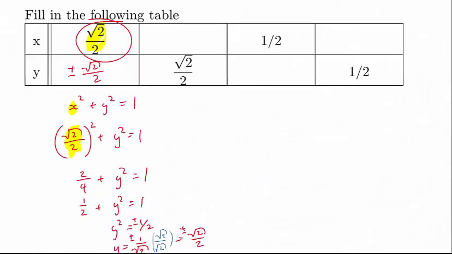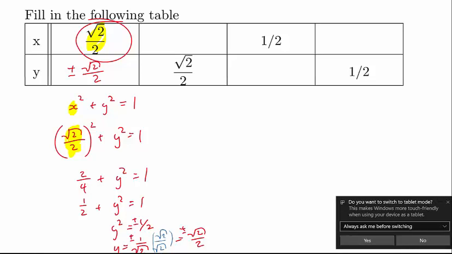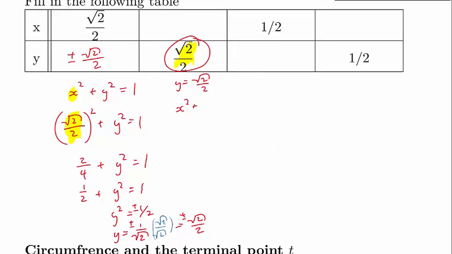Alright, so now back to the handout. Now we're going to find what the x-coordinate is when we have a positive square root of 2. So when y equals positive root 2 over 2, what does x equal? So just like before, we're going to go ahead and plug in our coordinate, right? We're looking here. We're going to plug that into the unit circle. x squared plus y squared equals 1.